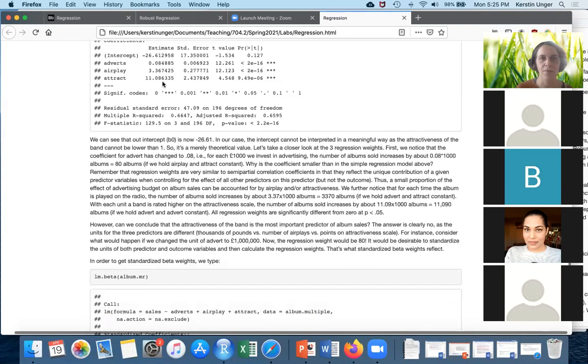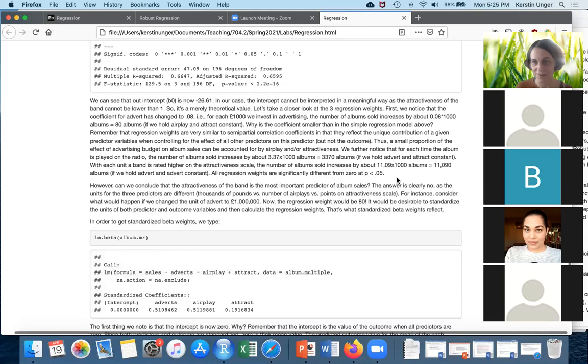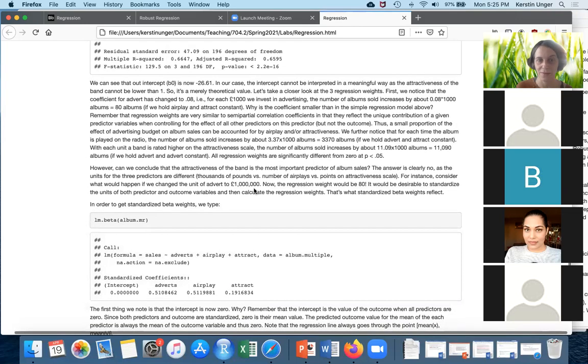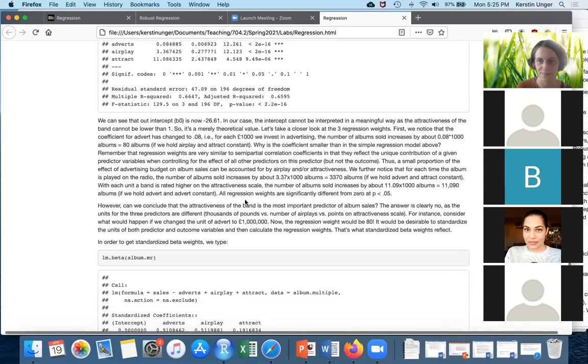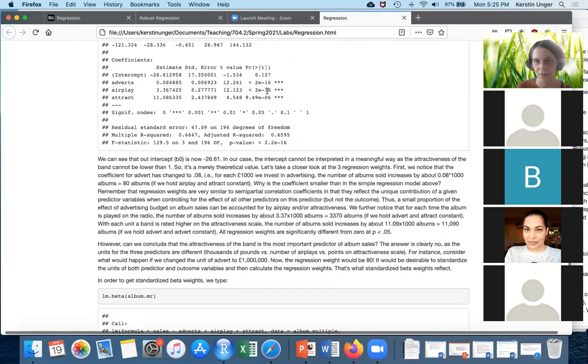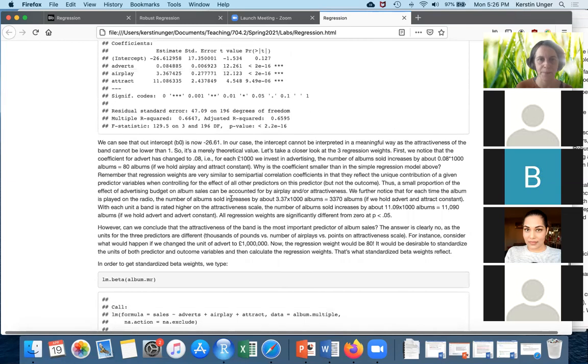And then for attractiveness, basically for each point that the band is rated more attractive, 11,000 more albums are sold, if you hold advertisement and airplay constant. And then, of course, all the coefficients are significantly different from 0. That's what we would conclude here for this exam.